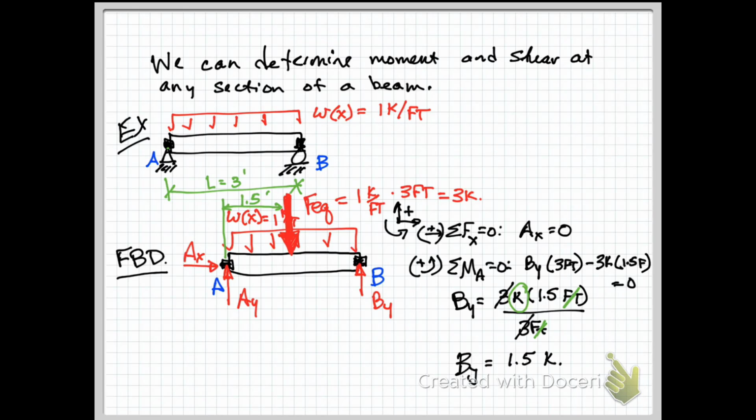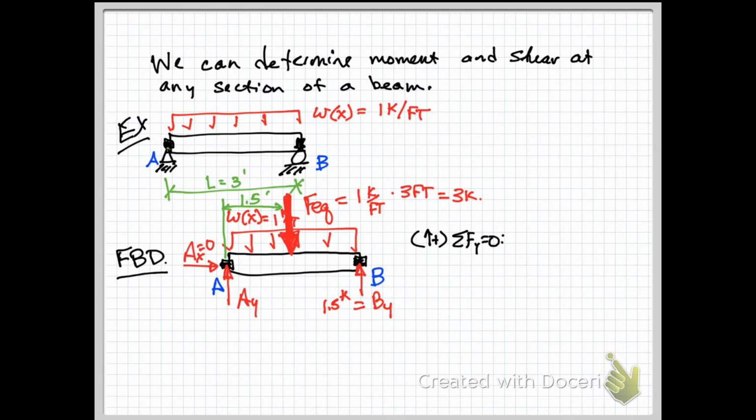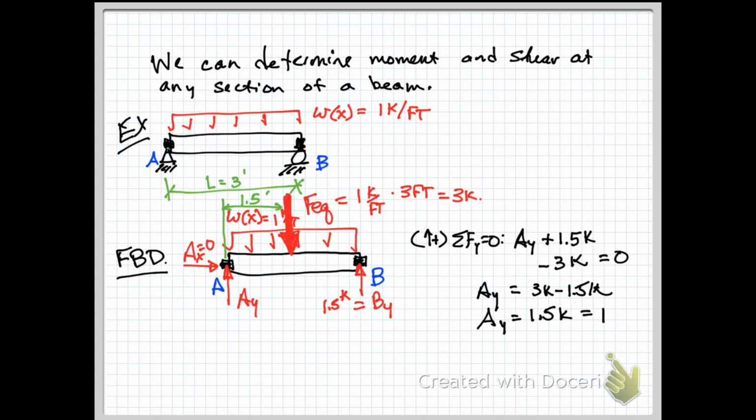Let's do sum of forces in the y direction. We have 3 different forces acting in the y direction: we have our FEQ, AY, and BY. We know both FEQ and BY, so AY is our only unknown. Solving for AY, we get AY equals 1.5 kips. Note that's equal to BY because the beam is symmetric.